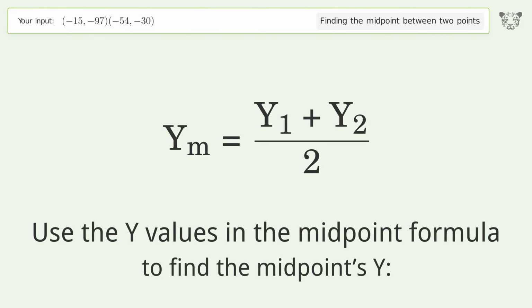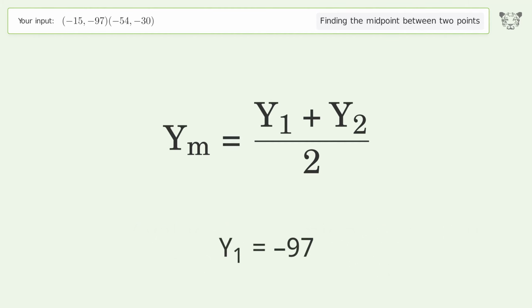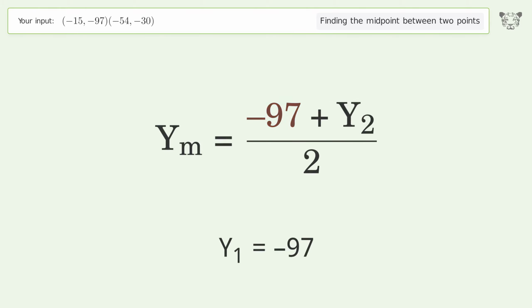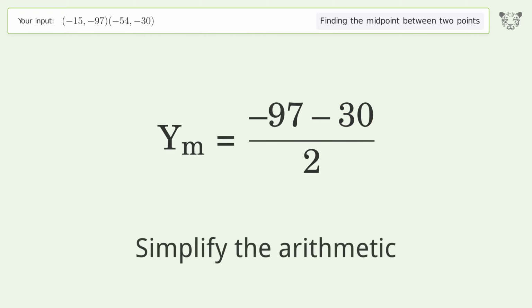Use the y values in the midpoint formula to find the midpoint's y. y1 equals -97. y2 equals -30. Simplify the arithmetic.